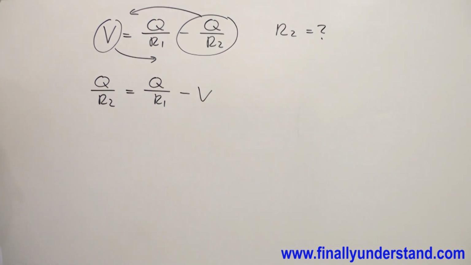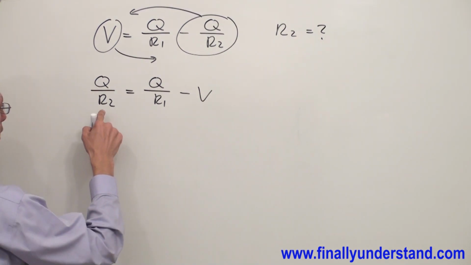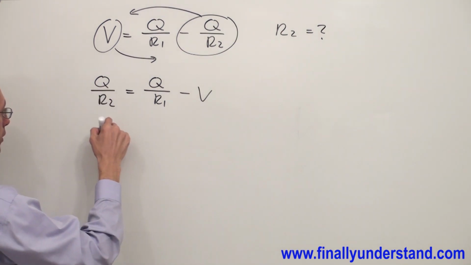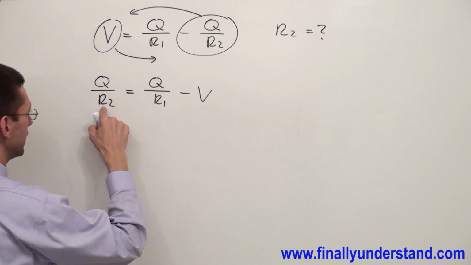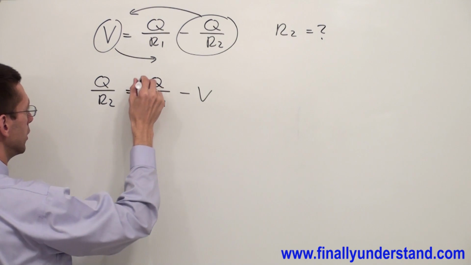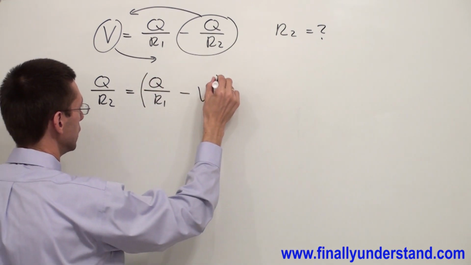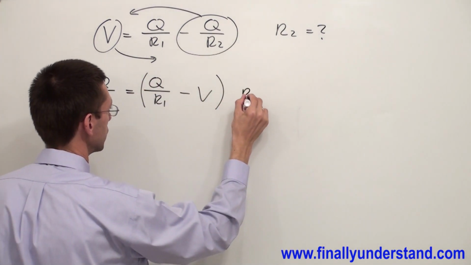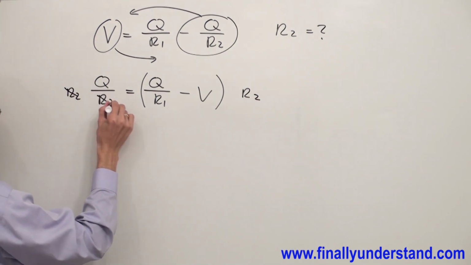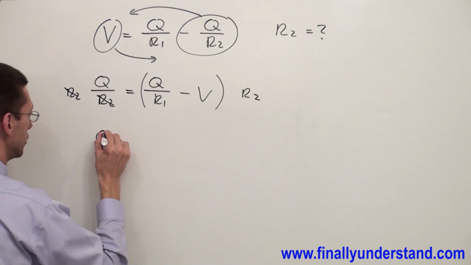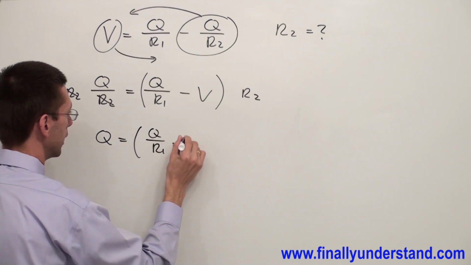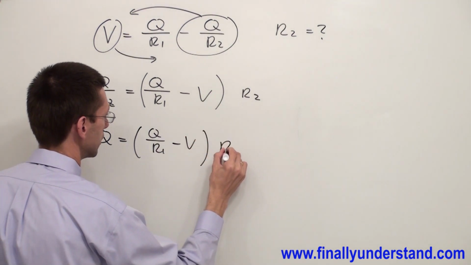Next, I have to find R2. In order to find R2, I have to eliminate this fraction. In order to eliminate any fraction, I have to multiply both sides of the equation by that particular fraction which I want to eliminate. So at this moment I'm going to put these two terms in parentheses and multiply both sides of the equation by R2. Take a look, R2 and R2 will cancel out. And I'm going to have q equals q over R1 minus V times R2.